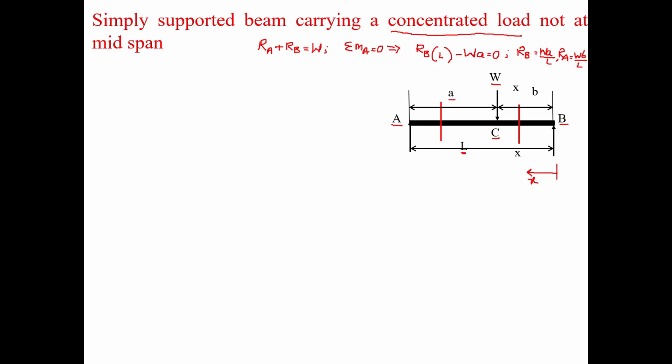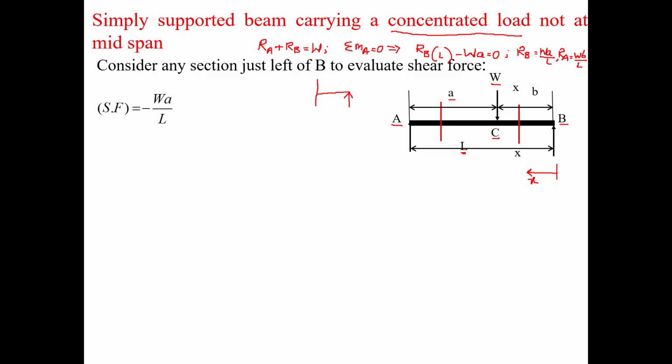Since between B and C the loading does not change, we take a section to the left of B to evaluate the shear force. The shear force to the left of the section becomes minus RB, and RB is equal to W times a by L. Since it is to the right of the section and upward, we have a minus sign here.